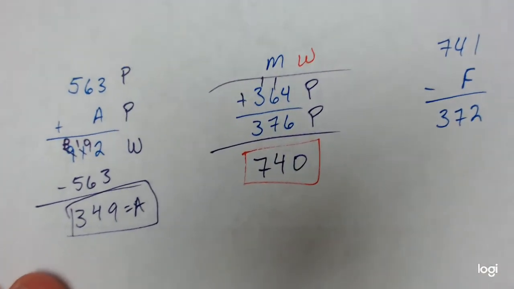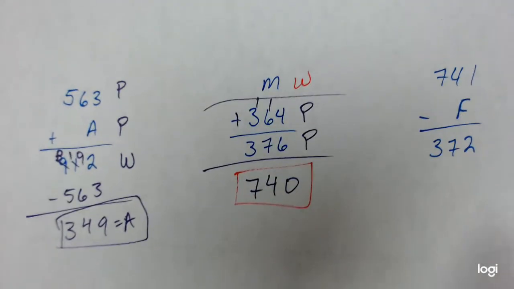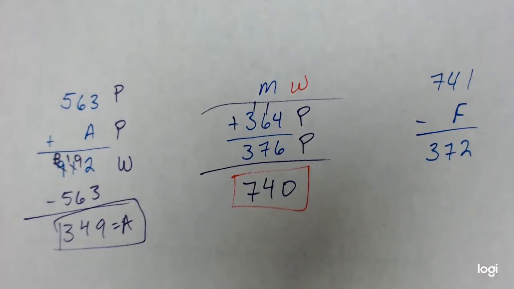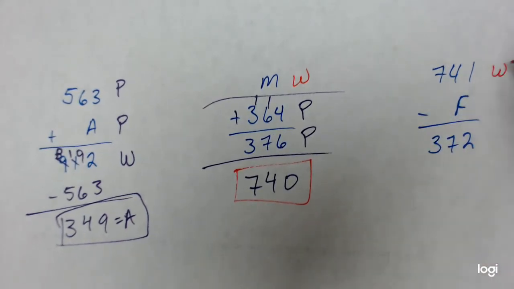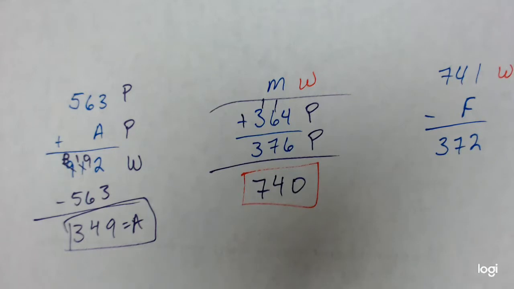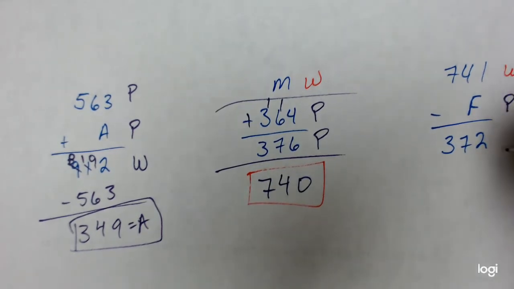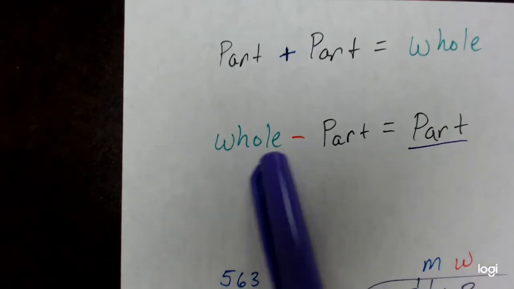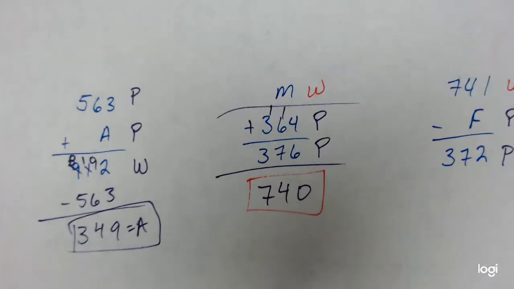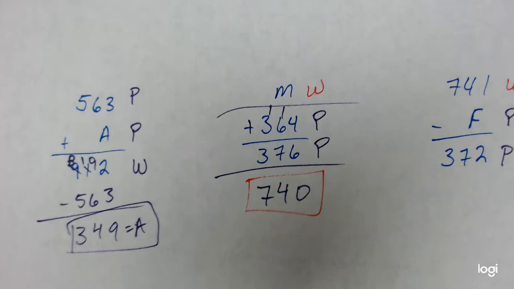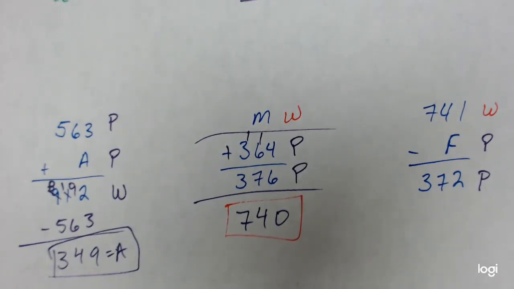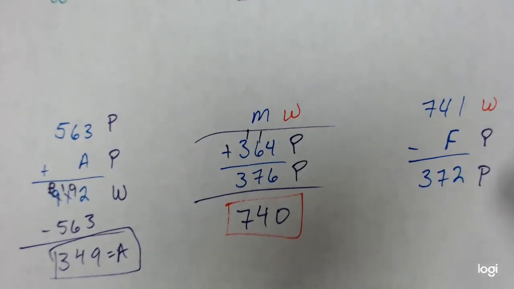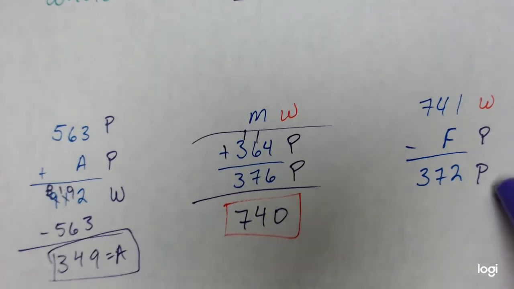Now let's go to the last one. This is another subtraction problem, but this time I can see the whole is given to me, and what I'm missing is one of my parts. So again, if I need to find a part, I have to subtract again. So will you always use the opposite action? No, you have to understand the concept of part, part, whole. So since the part is missing, then I'm going to subtract the other part from the whole.